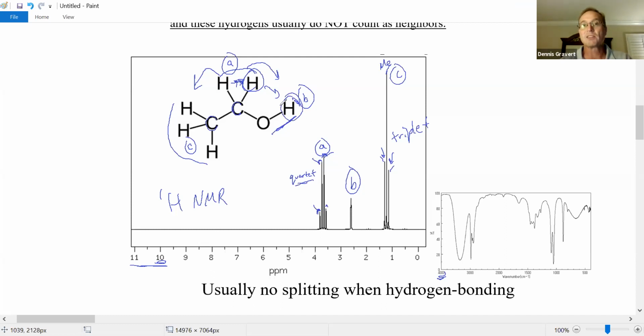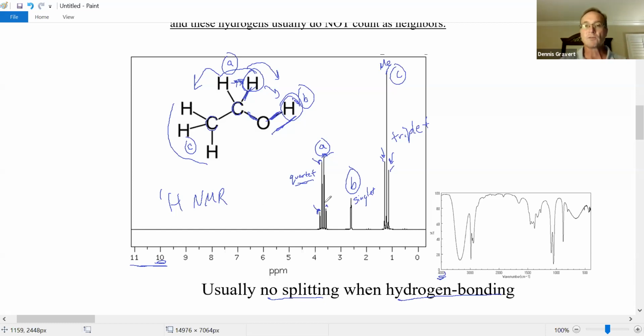Now, what about this hydrogen itself? You can look and say, hey, there are 2 hydrogens next door, 1, 2, 3 sigma bonds away. They should count as neighbors. Nope, not if it's off hydrogen bonding. We get a nice singlet here, which we would interpret to mean no neighbors. But in fact, when you draw the structure, it looks like it has neighbors. Hydrogen bonding doesn't give any splitting. Usually there's no splitting when you're off hydrogen bonding.